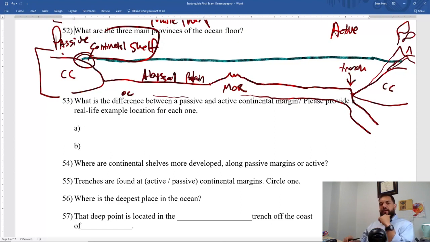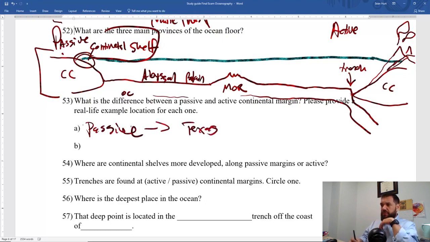So, for example, the Gulf of Mexico, right? The whole Texas coastline is all passive. A place that is active would be like our West Coast, right? So for passive, think of Texas, versus active, think of our West Coast, where there's earthquakes, there's volcanoes, there's a trench, et cetera. Think of the West Coast, California, Oregon, Washington, all the way up to Alaska.